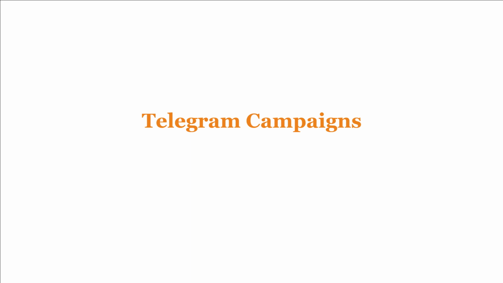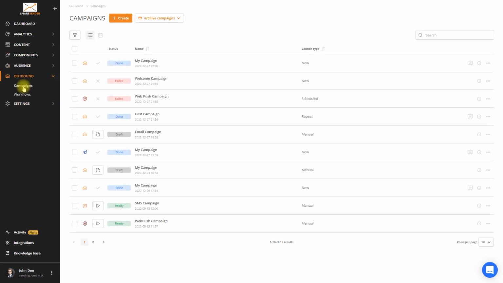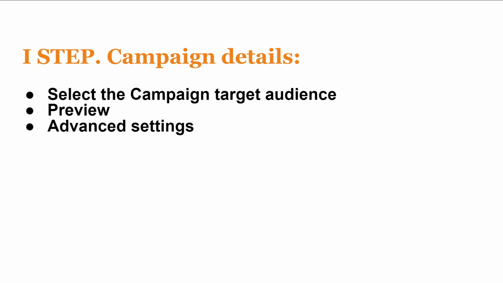Today we will talk about how to create and send your promo Telegram campaigns. Navigate to the campaign management page by selecting the corresponding section in the outbound menu. Press the Create button. The first step of Telegram campaign creation starts with choosing the target audience for the campaign.